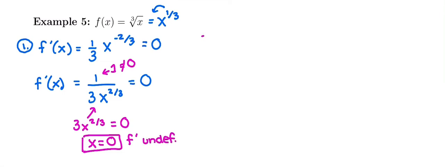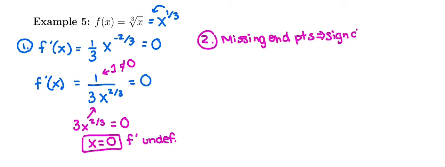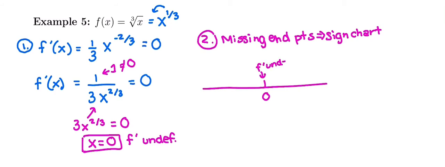So our second step is to compare end behavior to the critical numbers. We don't have any endpoints. We're not told to look from -2 to 2 or something like that. So that means we need to make ourselves a sign chart to see what the end behavior looks like. So on our sign chart, the first thing we're going to put on there is 0. That makes f prime undefined.